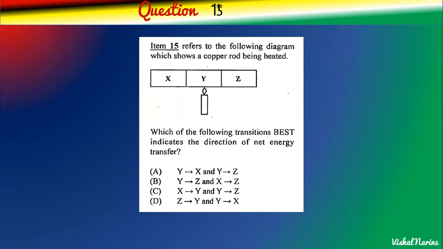All right, so question 15, it's a common answer, so there's no dispute what is the answer here. When we apply heat energy to the point at Y, the heat energy is going to travel from Y to Z, and also Y to X. So the answer there is indeed A, right? So everybody is correct here.